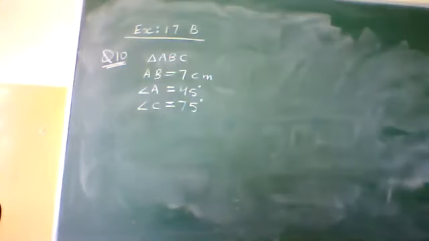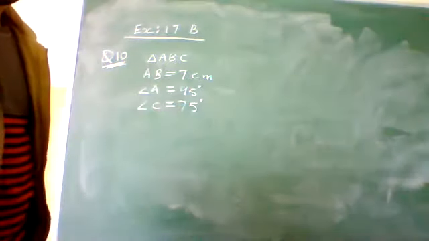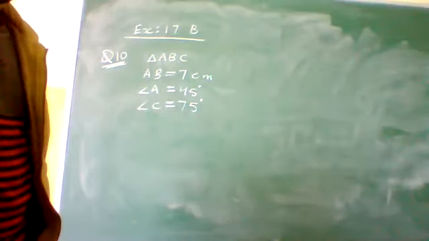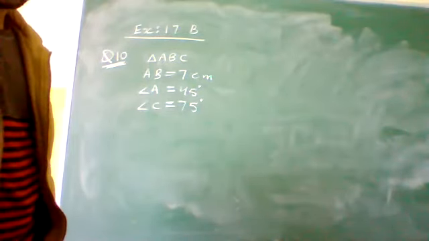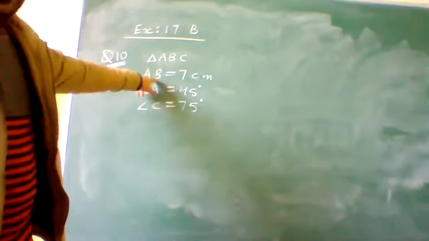So this is again of the same type. How will you identify? There are two angles and one side. Again, it is of the same type, but there is a little difference. What is the difference? Which side is given? Side AB is given.